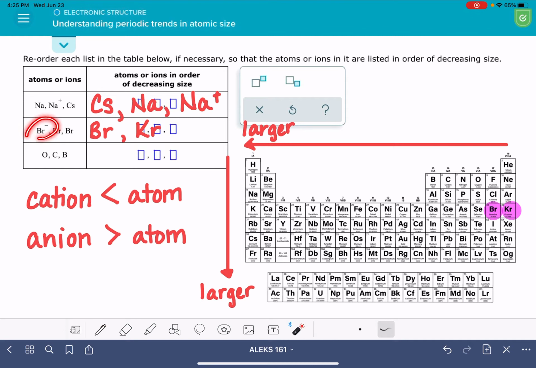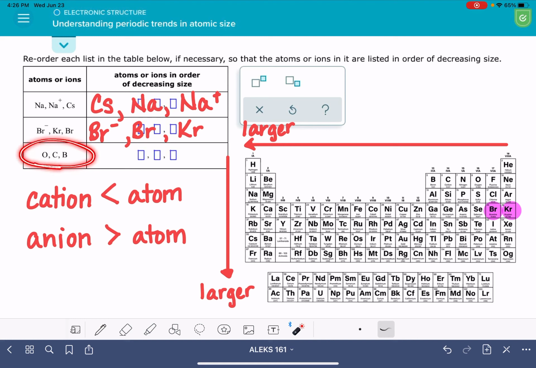And now let's bring the bromide ion into the mix. We can only compare the bromide ion to the bromine atom. It is an anion, and that means that it is larger than its atom. So the bromide Br- ion is bigger than the atom.